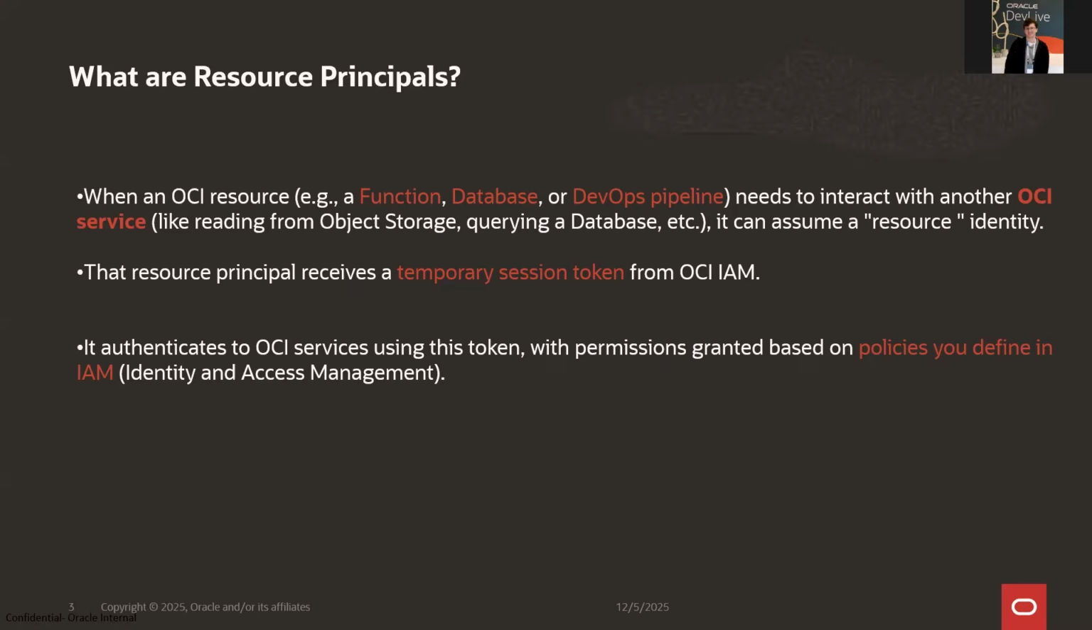How this works is the resource, for instance, a function, can fetch a session token from IAM. This is a temporary token, so it's not long-lived. And this token is then used to access these resources. And much like your own users, you can define policies to restrict or grant access to Oracle resources, similar to what you do with normal users.